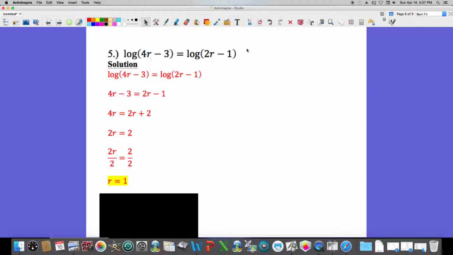That does not give us an extraneous solution. If you plug in 1 here, you have 4 minus 3, which is a positive value. You plug in 1 here, and you have 2 minus 1. When you have log equations, you must make sure that the solutions are not extraneous. All right, so let's move on to the next one.